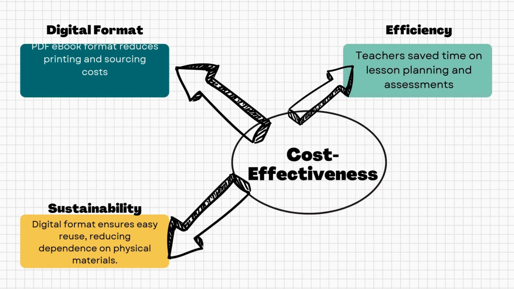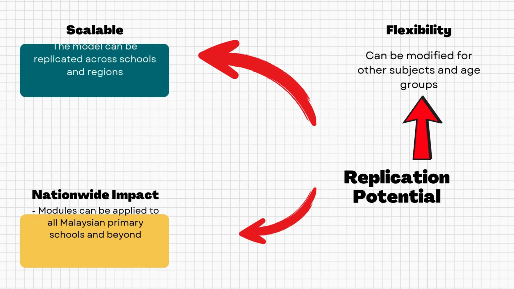In terms of efficiency, teachers can save their time on lesson planning and assessment because they can refer to the module on what to do, what to teach, and what content to deliver during the lesson. For sustainability, because it's in a digital format, it ensures that this module is easy to reuse and reduces the dependency on physical materials, which can easily be lost or damaged. For the replication potential, it is scalable, in which the model can be replicated across schools and regions.